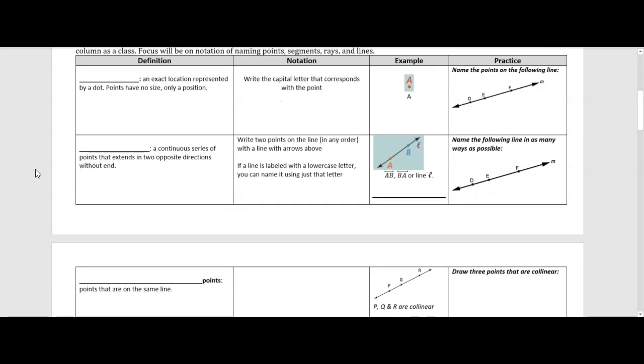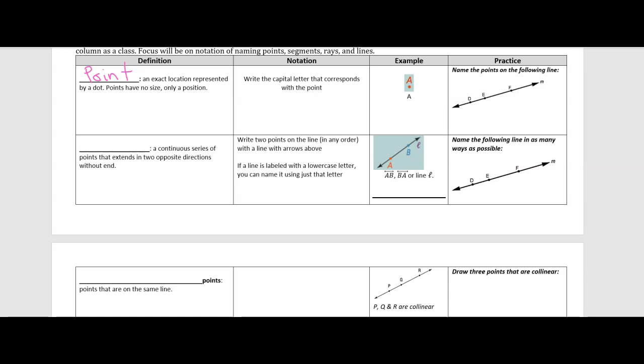So the first definition: a point is an exact location represented by a dot. Points have no size, only a position. So a point is actually something that has 0 dimensions. It's not a thing you can pick up. It's not a thing that has any size. It just represents a specific position in space.